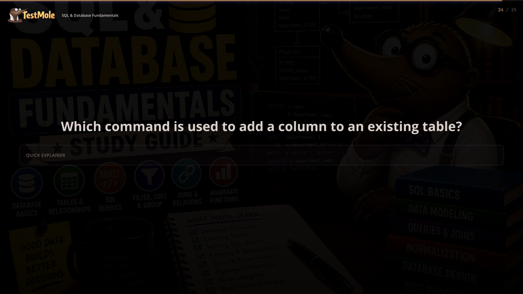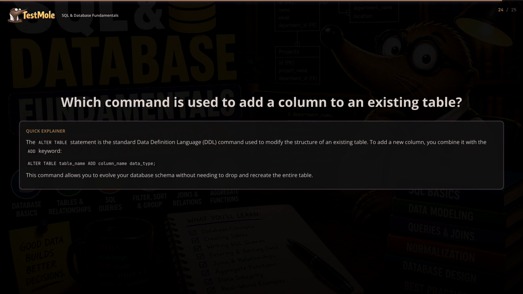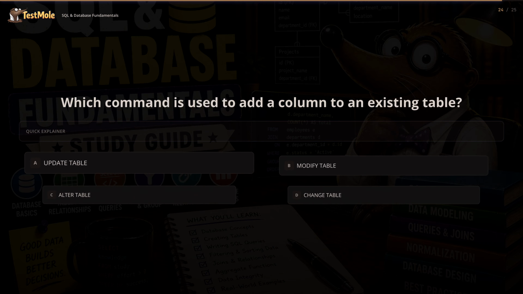Which command is used to add a column to an existing table? The ALTER TABLE statement is the standard data definition language (DDL) command used to modify the structure of an existing table. To add a new column, you combine it with the ADD keyword. ALTER TABLE table_name ADD column_name data_type. This command allows you to evolve your database schema without needing to drop and recreate the entire table.